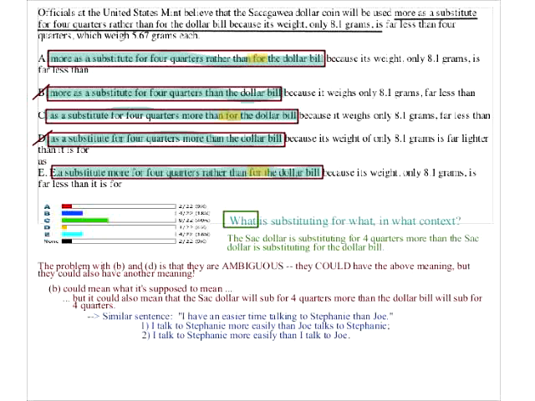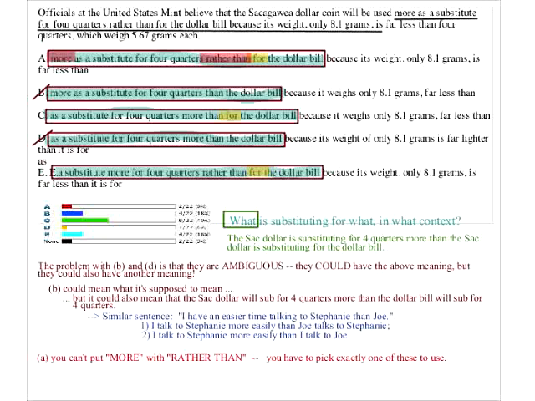Now, miscellaneous things wrong with the other ones. In A, there's a redundancy problem. More rather than, you don't use both. So you can't put more with rather than. You have to pick exactly one of these. You either say it's going to be used as a substitute for 4 quarters rather than for the dollar bill, or more as a substitute for 4 quarters than for the dollar bill.